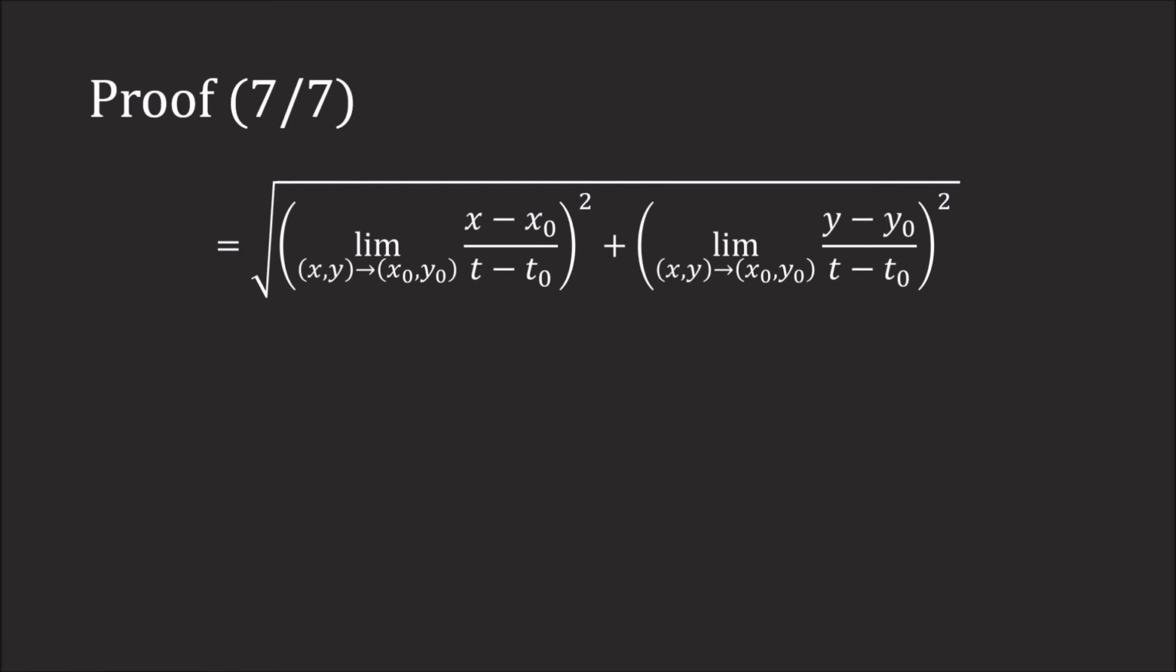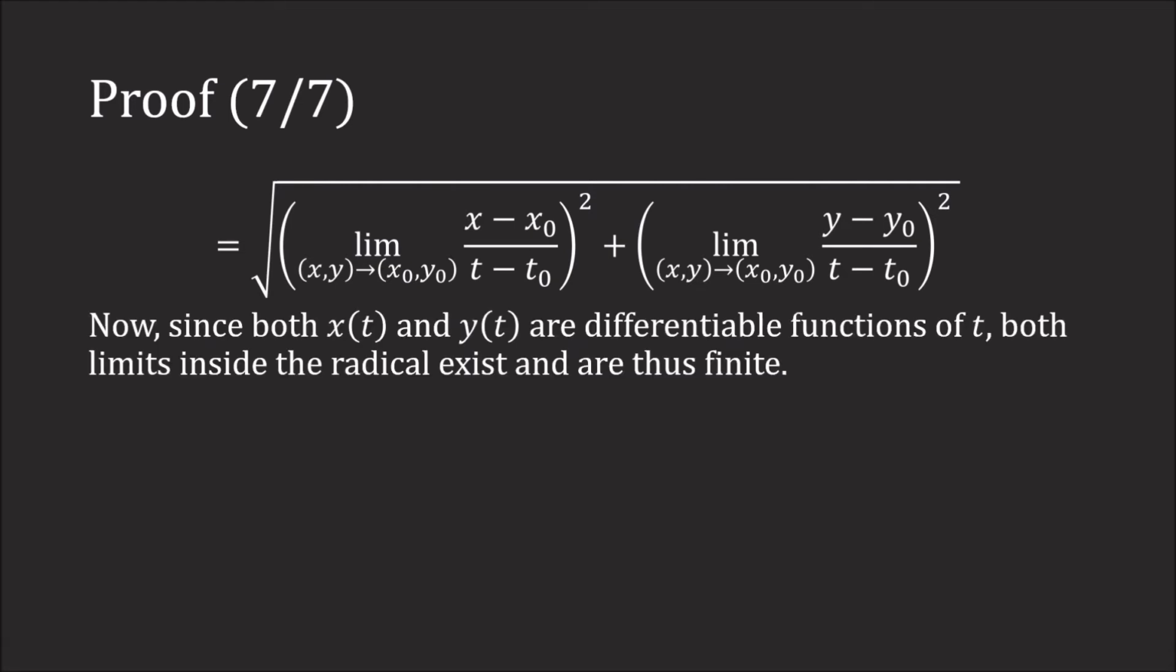Now, both x and y are differentiable functions of t, so both of these limits are guaranteed to exist and be finite. Hence, the whole thing is finite. That is all we needed to show, which means that the original function is differentiable. And we've also now shown what it equals, and so the proof is complete.